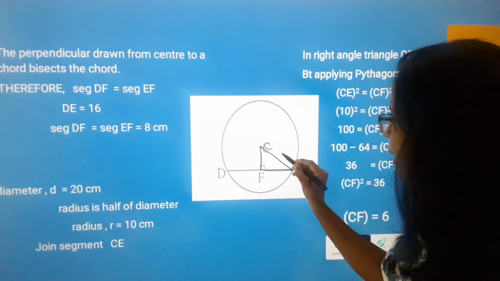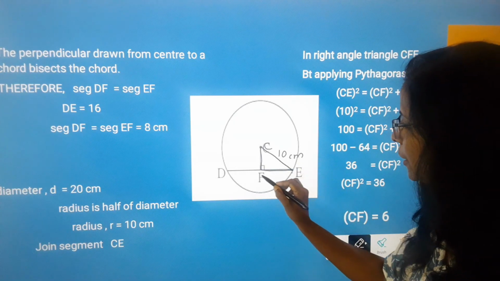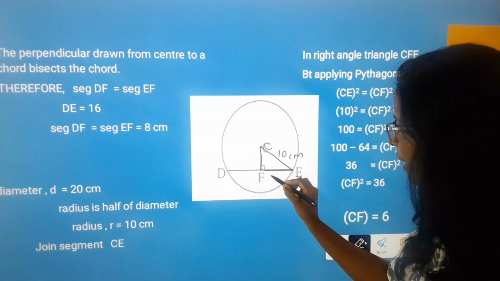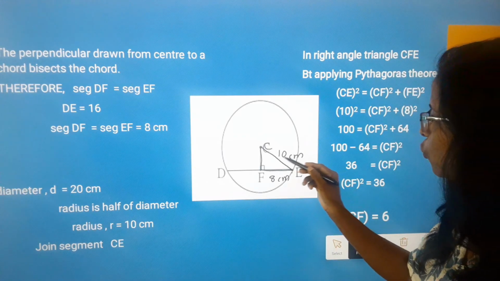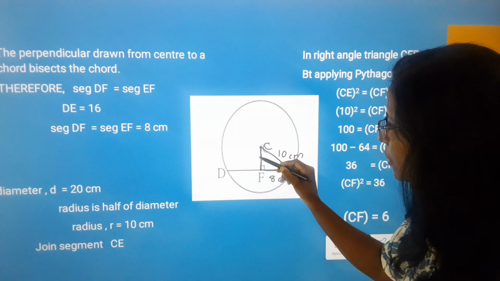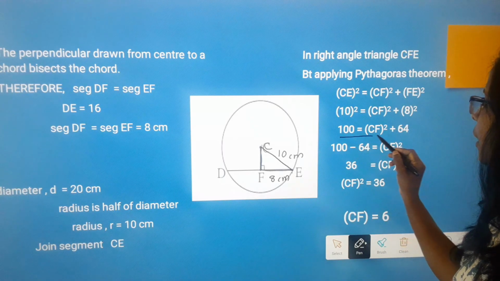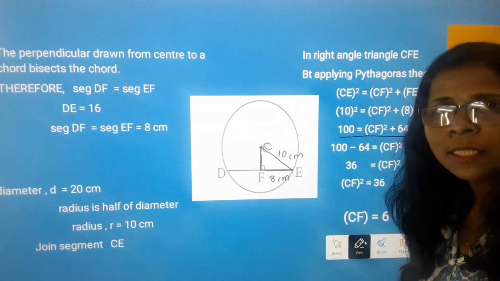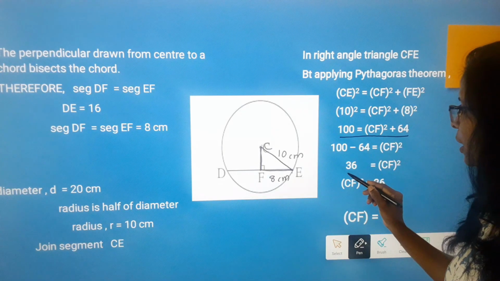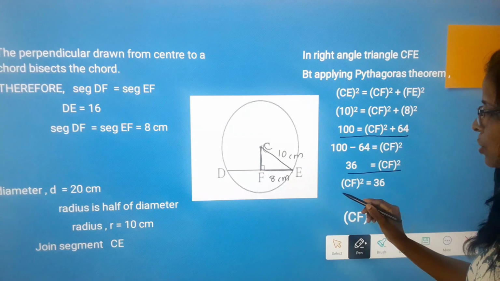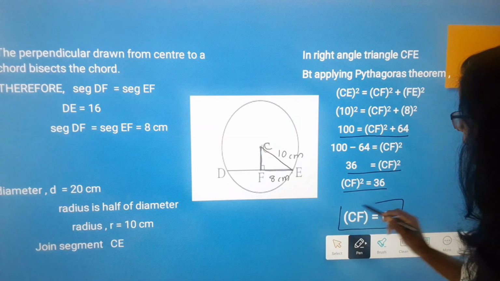Okay. So now here radius, that is CE, that is 10 centimeter, and half of the chord, that is FE, FE is 8 centimeter. So now here 10 square is equal to CF square plus 8 square. So that means 100 is equal to CF square plus 64. So 100 minus 64 is equal to CF square. So 36 is equal to CF square. So CF square is equal to 36 and CF is equal to 6 centimeter.